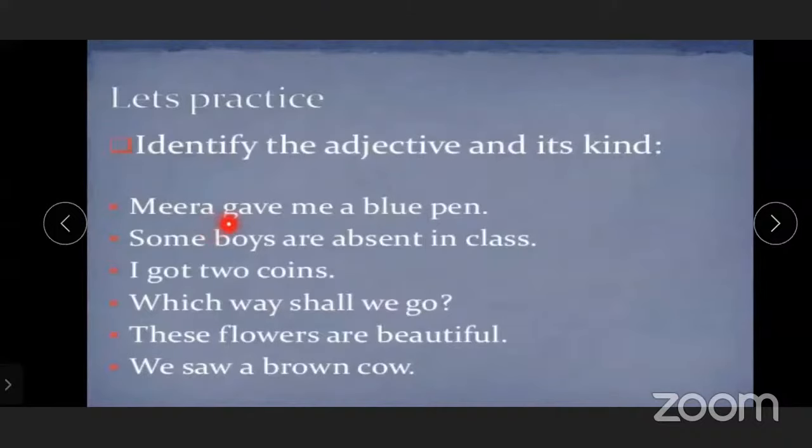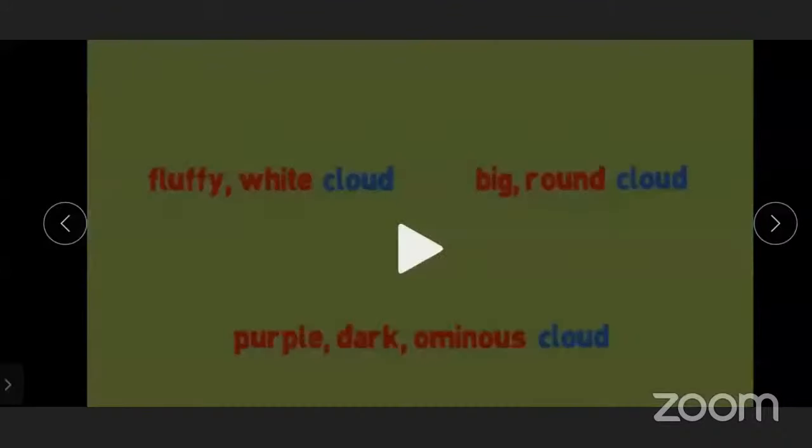We identify the adjective and its kind. Let's practice. Mira gave a blue pen. Blue. It is an adjective of quality. Some boys are upset in class. I got two coins. Adjective of number. Which way shall we go? Interrogative. Very good. These flowers are beautiful. These. Demonstrative adjective. We saw a brown cow. Brown. Adjective of quality.